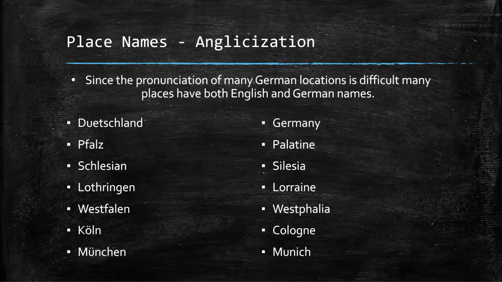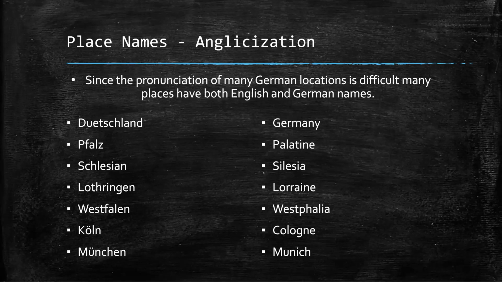And the pronunciation of many German locations is difficult. So we generally have an English word for the German word for the location. So, everybody knows Deutschland is Germany. But in some cases, you may have an ancestor who said they were Deutsch, and the record keeper says, oh, they're from Holland. No, they were probably German. So that might have been a mistake in the record keeper's line.